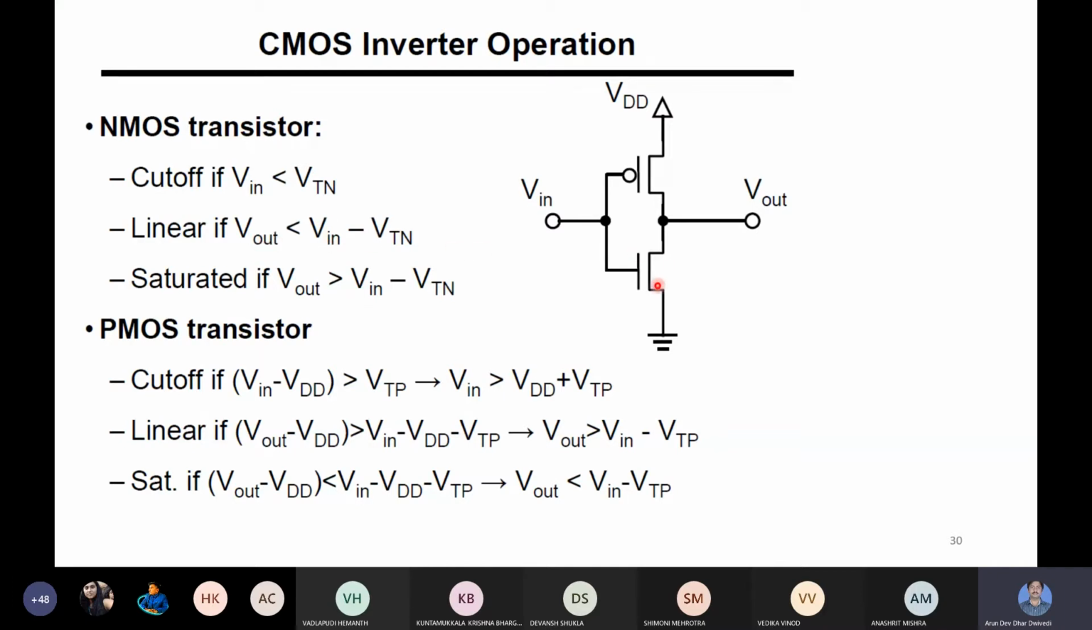For the NMOS transistor, we are able to write that V out is less than V in minus VTN, and in saturation, obviously this is the drain voltage condition, but for the gate voltage, V in must be greater than VTN. Then only will either linear region or saturation region operation start. So here one more condition we should write.